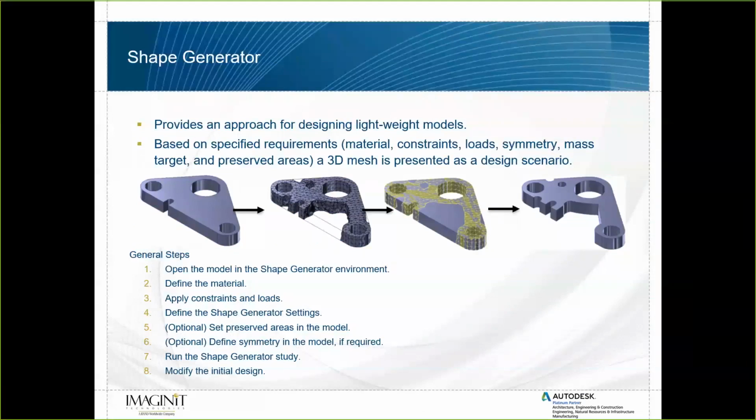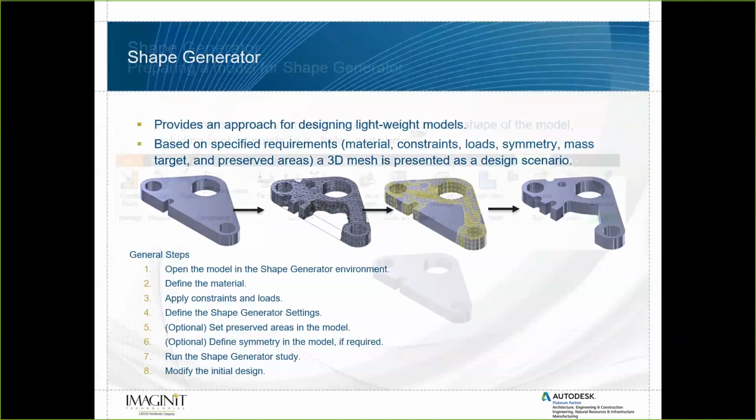So your general steps here: when you start the Shape Generator environment, you're going to define your material. And of course, you can do different material studies. You're going to apply constraints and loads to this. You're going to define your Shape Generator settings for how the experiment's going to run, what your target mass might be. You can also set preserved areas and define your symmetry inside your model, because clearly you don't want something that's traditionally symmetrical to not be symmetrical when you're done. Then when you run the Shape Generator study, you'll get that mesh that I talked about. That's actually that second image. And then you can promote the design and essentially make your modifications.